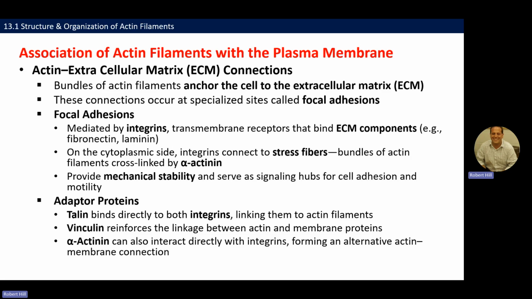All right. Typically, it's not the integrins directly binding to actin. There's going to be adapter proteins as well. And that means the proteins that the integrins bind to and then eventually bind to actin. There's a few of them. Vinculin and talin are the most common ones.